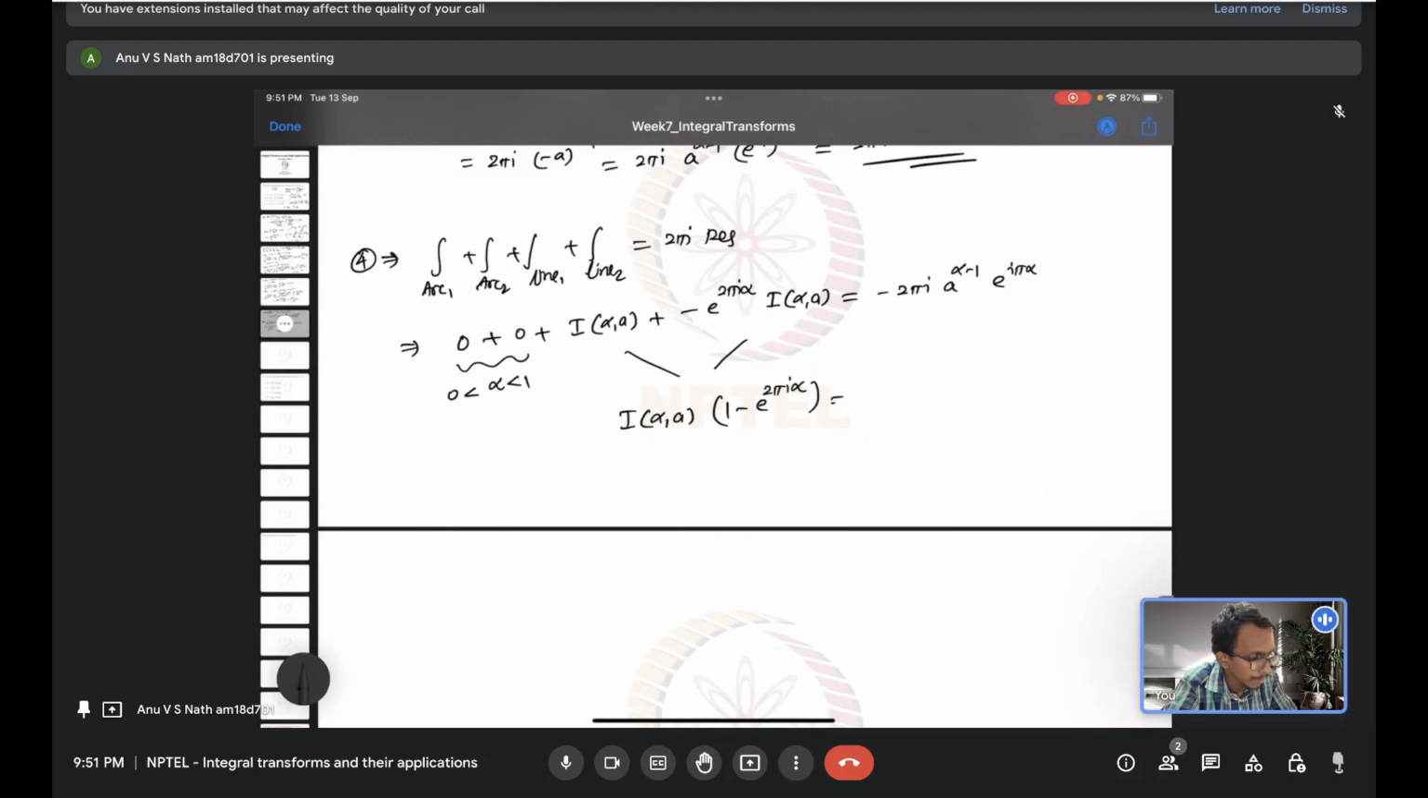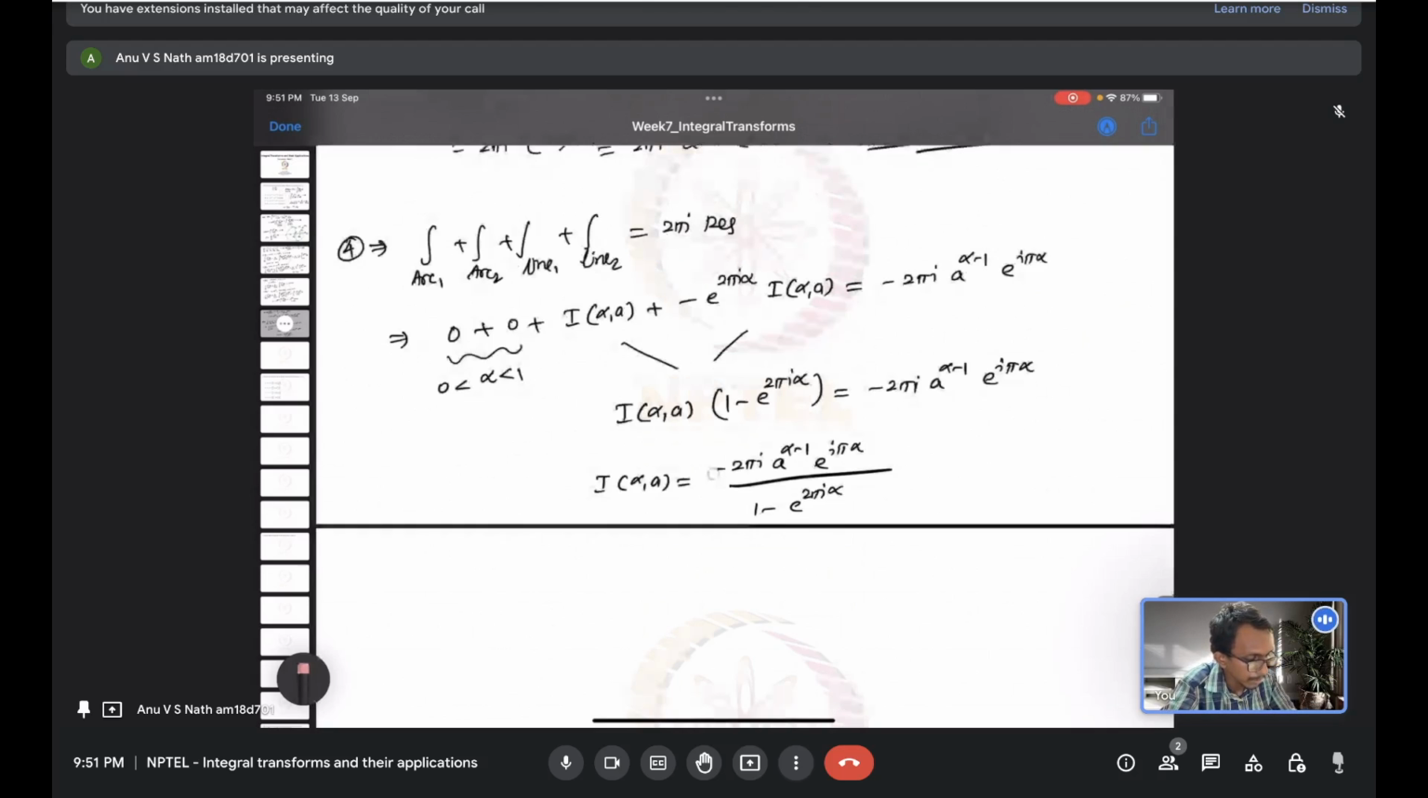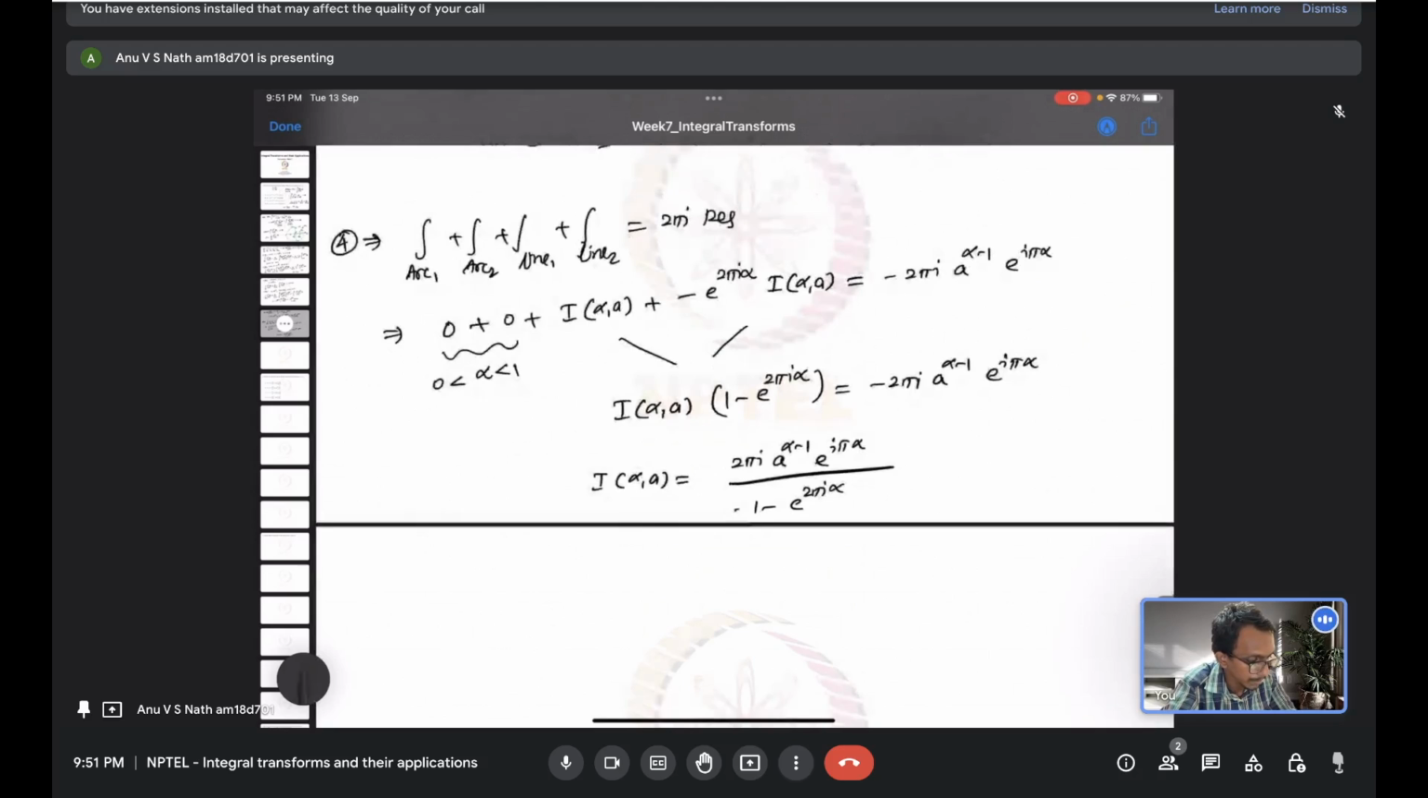which is equal to minus 2 pi i times a raised to alpha minus 1 e raised to i pi alpha. So that I of alpha comma a is minus 2 pi i a raised to alpha minus 1 e raised to i pi alpha divided by 1 minus e raised to 2 pi i alpha. So let me take this minus in the denominator. We will see this is this, and you can also divide with e raised to i pi alpha in the numerator and in the denominator.